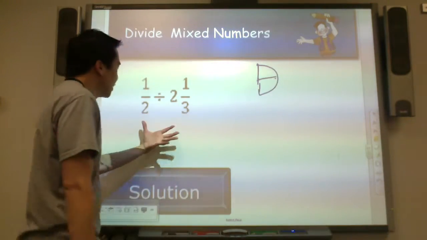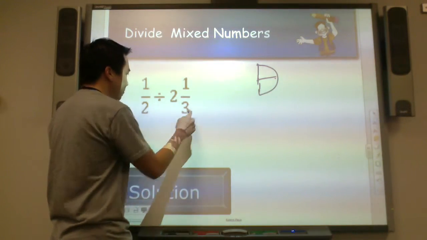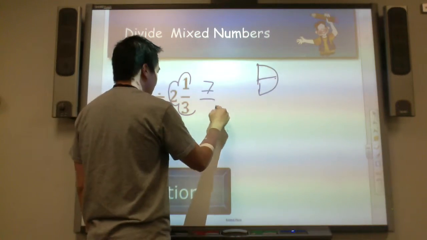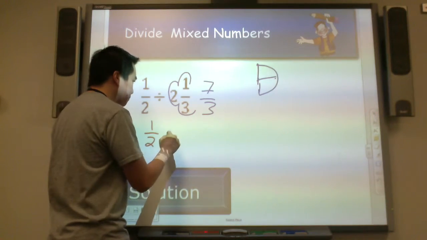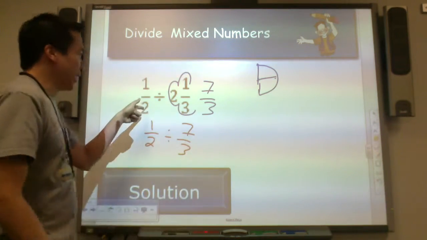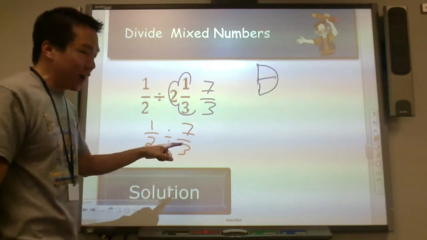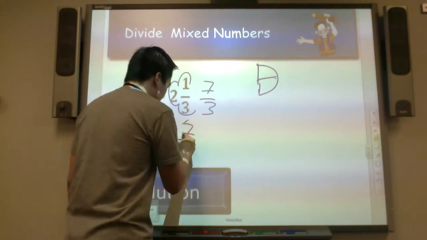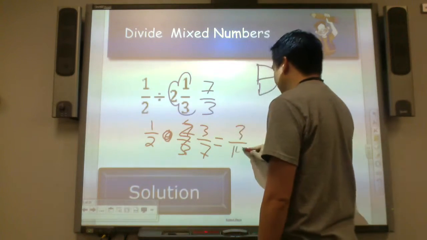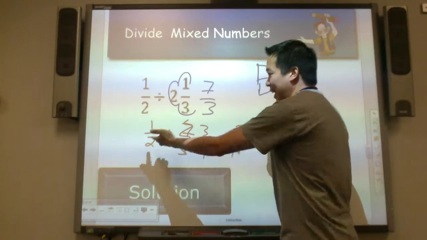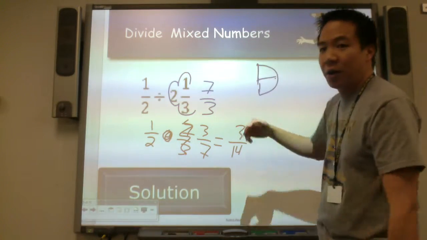So again, dividing mixed numbers, that's the way. Turn this to a fraction. That would be 7 thirds. I'm going to rewrite it because it's a little messy in my opinion. So now, 1/2 divided by 2 and 1/3 is equivalent to 1/2 divided by 7 thirds. Now flip the second fraction, that would be 3 sevenths, and then you multiply away. So you get 3/14. 3/14 is definitely less than half. So each kid would get an itty bitty piece, less than half of a pie.